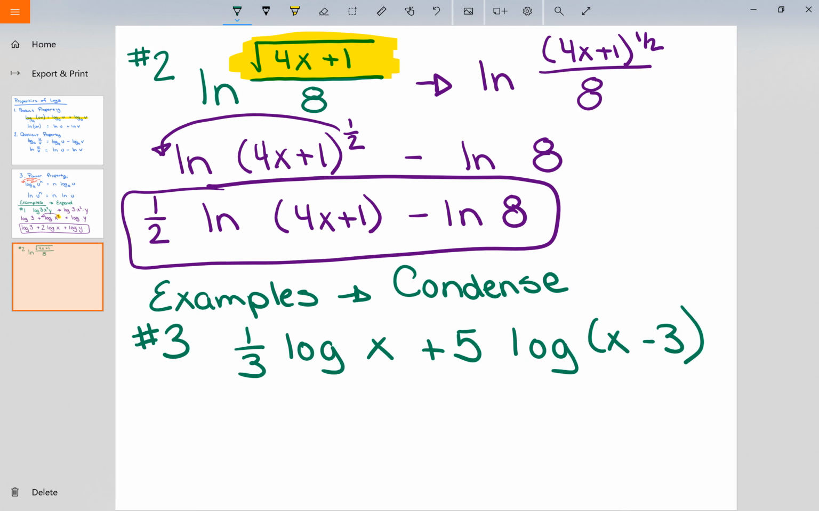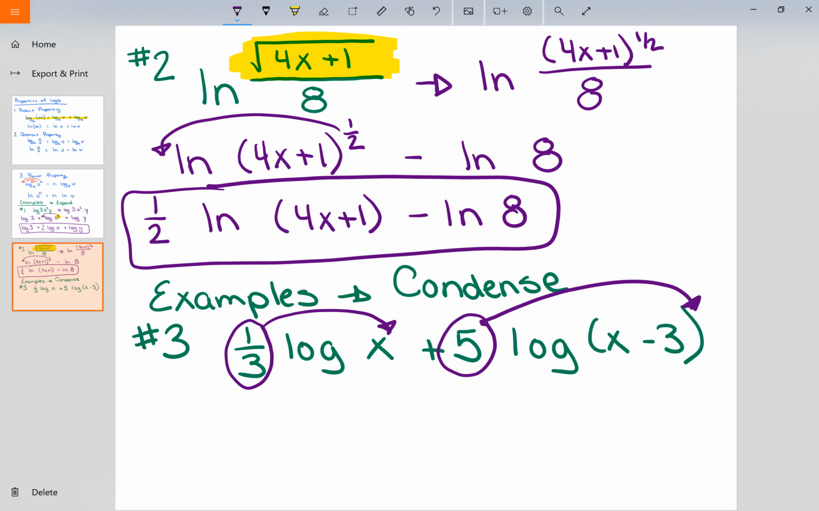Normally on the expanding, our power rule is always last. Condensing, our power rule is always first. So the first thing I want you to do is take your power and power up. So we will have log of x to the 1/3 plus log of x minus 3 to the 5th power. Normally I would have you multiply that out, but to the 5th power it would be crazy, so we're going to leave it as is.